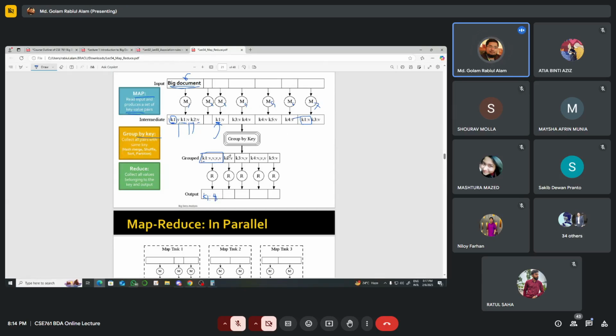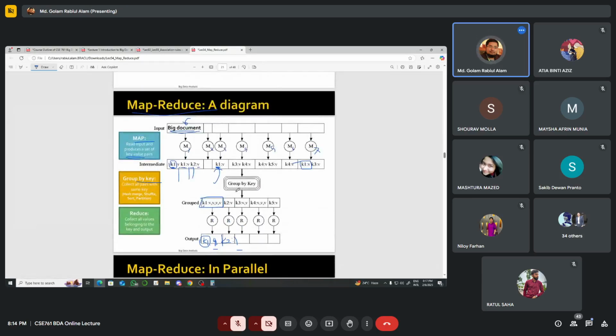Similarly K2, how many times? 1, 1. So K2 is in 1 time, like this. That means now we can count how many times the appeared in our data set, how many times the space appeared in our data set. This method is called MapReduce. We will discuss more about it in another lecture.